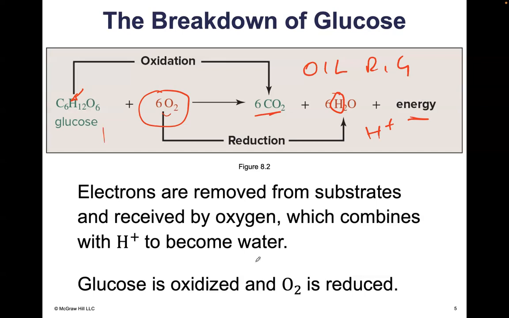Then glucose has been oxidized and O2 is being gained. So this is why we say the process of glucose to 6CO2 is oxidation, and the process of 6O2 to 6H2O is reduction, because hydrogen ion has been added to the oxygen molecule.